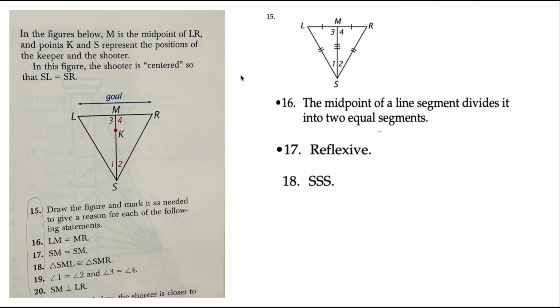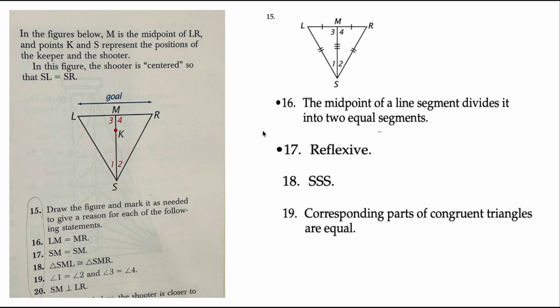19, angle 1 is equal to angle 2 and angle 3 is equal to angle 4. How do we know that these are equal? Well, the corresponding parts of congruent triangles are equal. Because these triangles are congruent, their parts are congruent as they correspond as well.